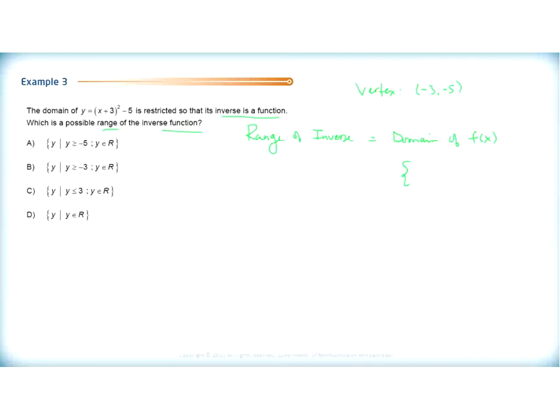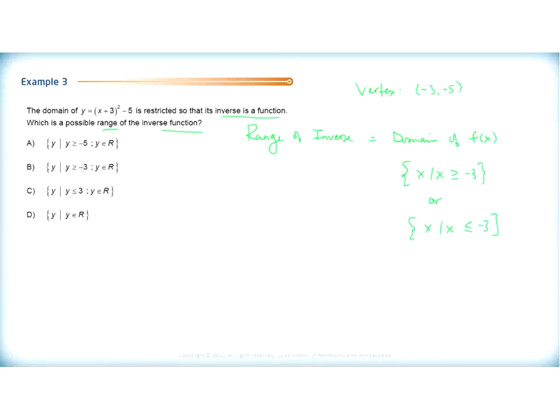So two possible restrictions on the domain would be x such that x is greater than or equal to -3, or x such that x is less than or equal to -3. These are the only two possibilities for the restricted domain.